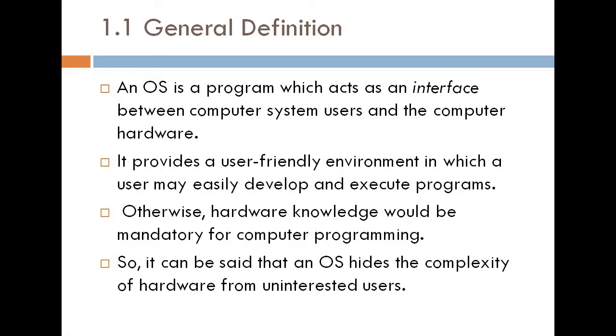So from general definitions, what is operating system? Actually, operating system is a system software. We know this. It is an interaction between user and computer system. An operating system is a program which acts as an interface between computer system, users, and the computer hardware. So it is an interface between user and computer system.